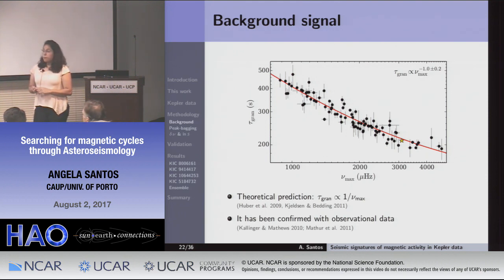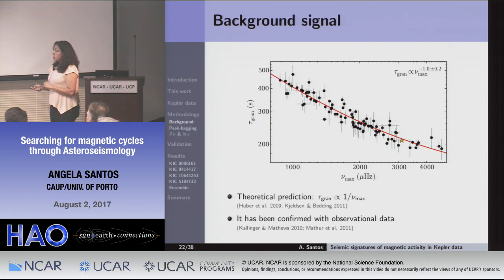To check if our models are reasonable or not, we also look at the relation between the granulation time scale and nu max. Nu max, as I said, is the characteristic frequency of the acoustic modes, and this is the characteristic time scale of the granulation component. These two should be related because convection is the process behind both the acoustic oscillations and granulation. And this is the theoretical prediction. Theoretically, it is predicted that the time scale of the granulation component scales with the inverse of nu max, and it was also confirmed with observational data.